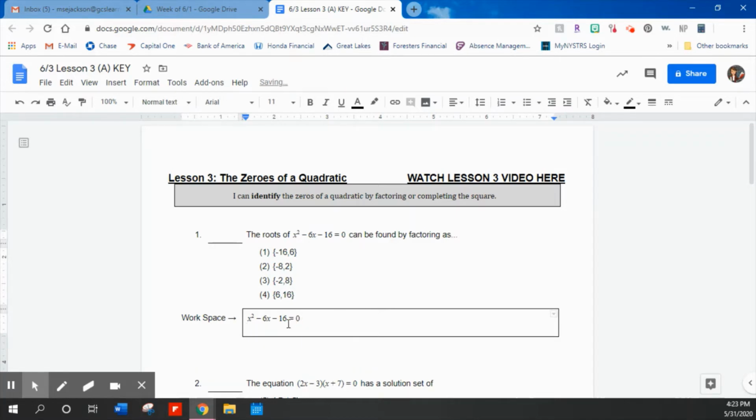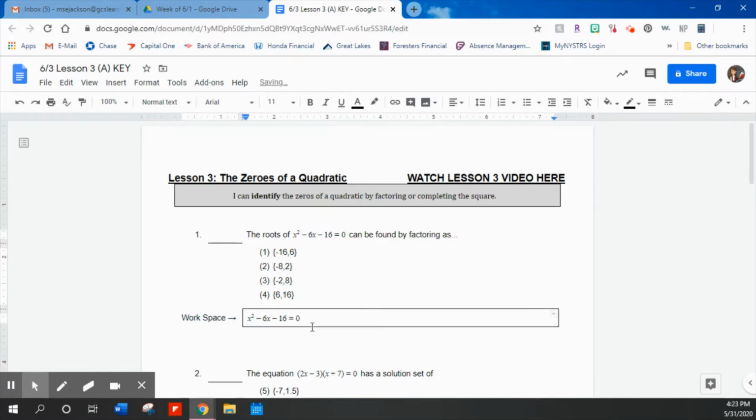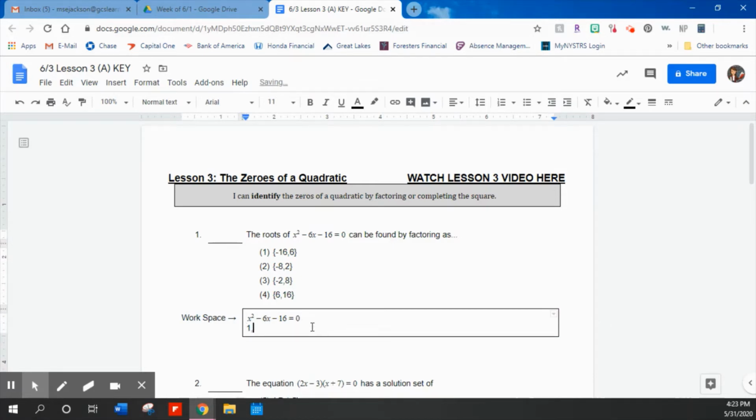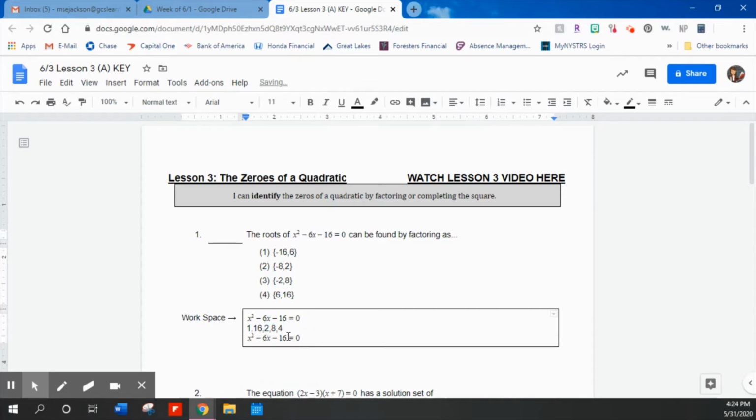So when we factor this, we're looking for factors of 16 that subtract to 6. So factors of 16, we've got, sorry, I'm a little messy here. We've got 1 and 16, 2 and 8, and 4 and 4. So the factors that subtract to 6 are going to be 2 and 8. So we're going to double bubble.